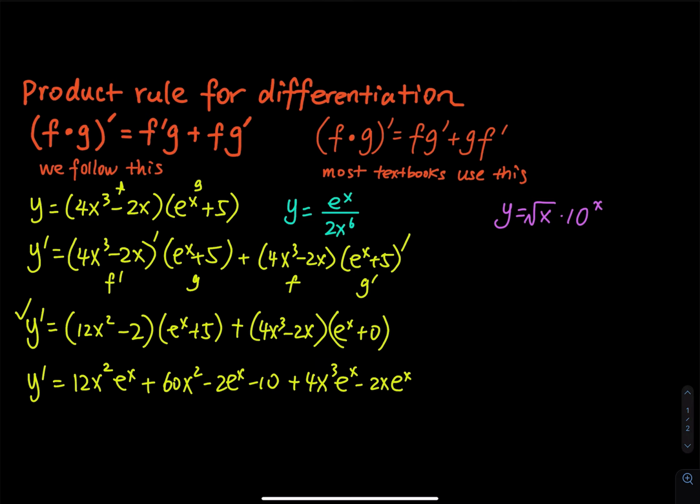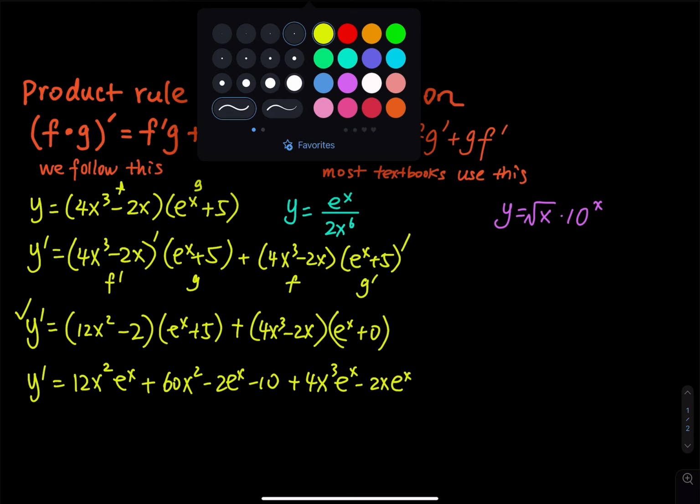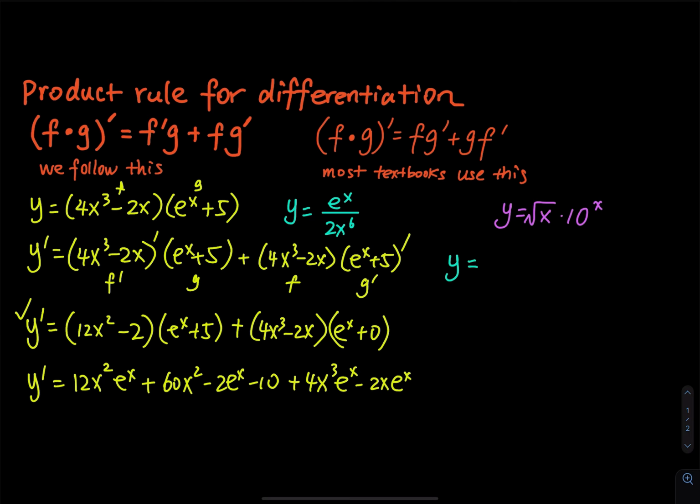Okay, so that's the first one, and then the next one in blue, we have e to the x divided by 2x to the 6th power. So the way I write this is, I will just write this as two products. So I'm going to write y equals e to the x times 1/2 x to the negative 6. Right, x to the negative 6, you can bring it down to the denominator, then you get 2x to the 6 in the denominator. And then this is f, and then this is g, so y prime equals f prime g plus f g prime.